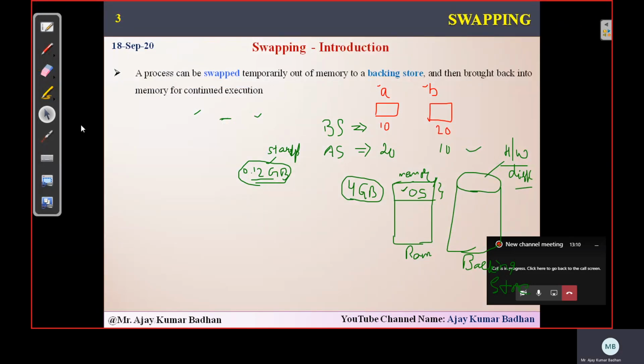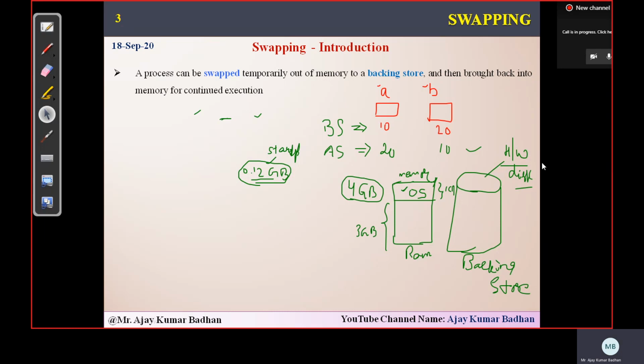So here some portion is occupied. Let us assume, for timing, that 1 GB is occupied. What is the remaining memory we have here? 3 GB. Now this 3 GB is used for user processes. Whatever the user is generating, those processes will be executed here, like process P1, P2, P3 and all. Let us suppose we have two different processes here, P1 and P2.